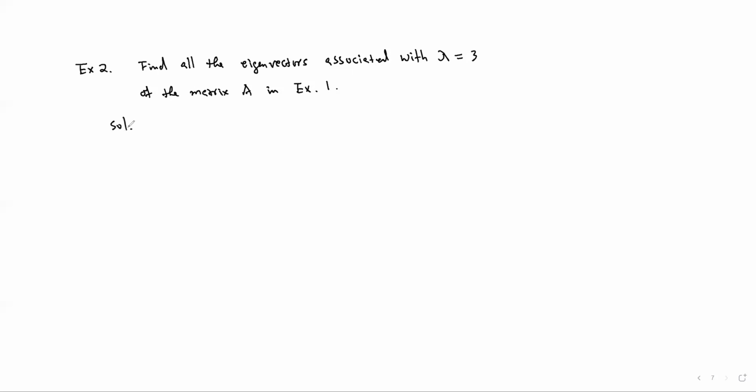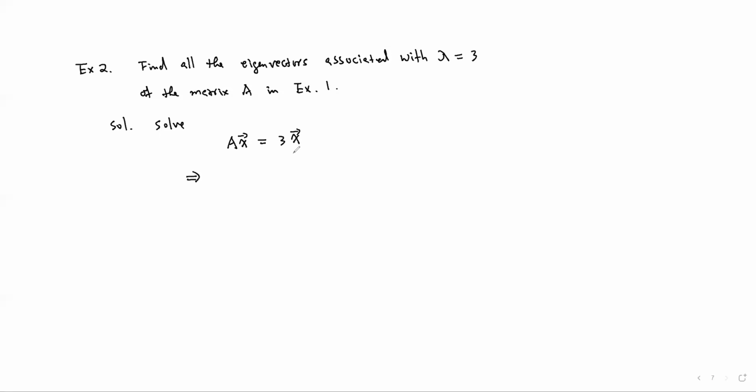To find eigenvectors, recall the definition of eigenvector. Okay, we need to solve this equation. Ax is equal to eigenvalue number 3 times x. Solve this equation. All the non-zero solutions are eigenvectors associated with 3. Now, how to solve this equation?